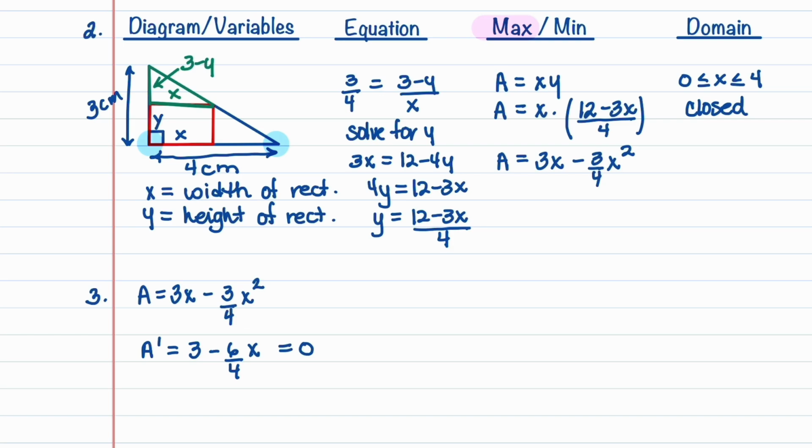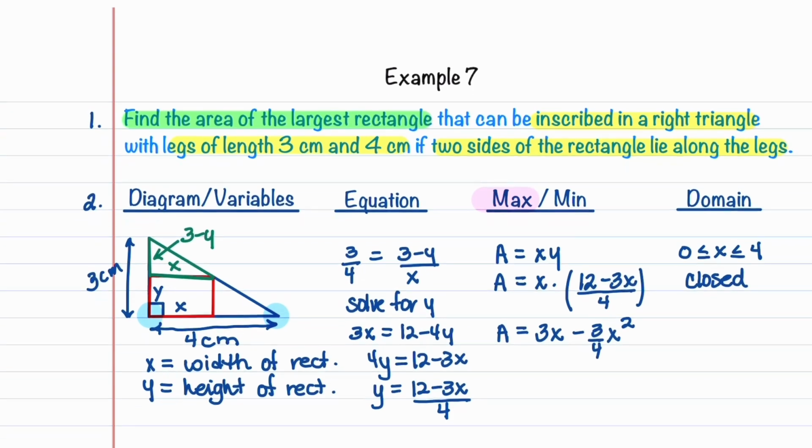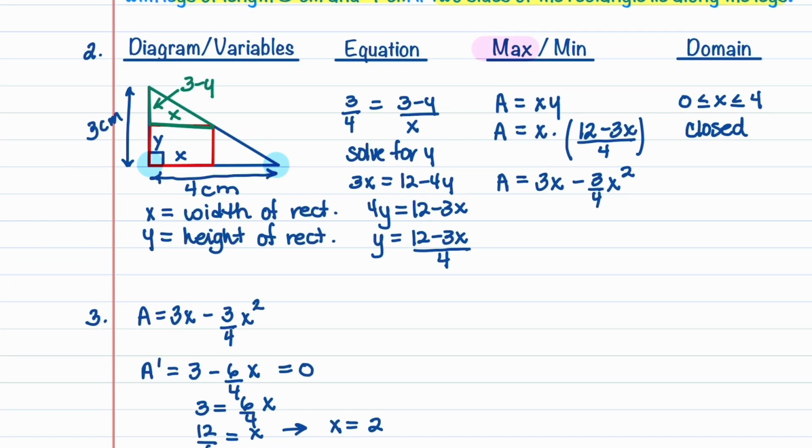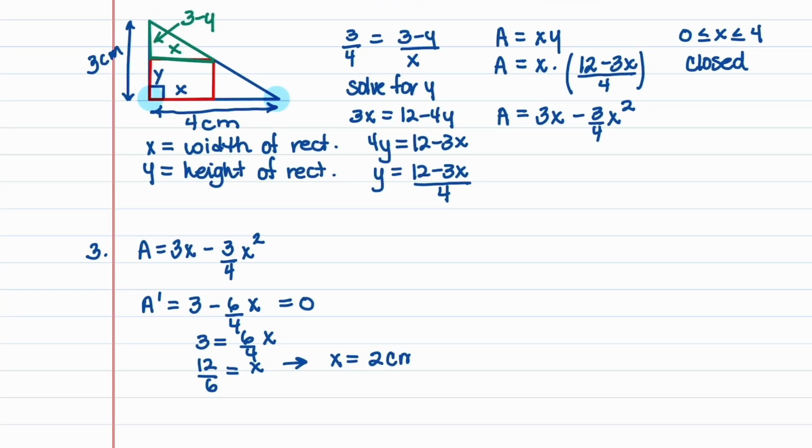So we have 3 is equal to 6/4 times x. So this means that 12/6 is equal to x. So we can say that x is equal to 2, and we need units with this. So let's go back up, and notice that in our original problem, our lengths are in terms of centimeters. I guess we did write that down on the diagram. So x is equal to 2 centimeters.